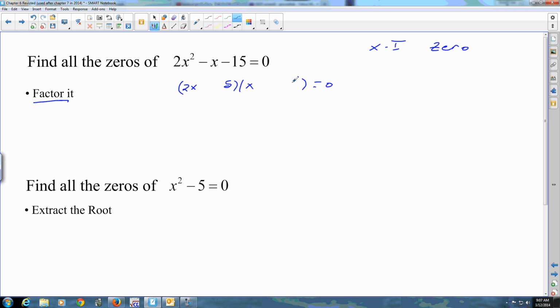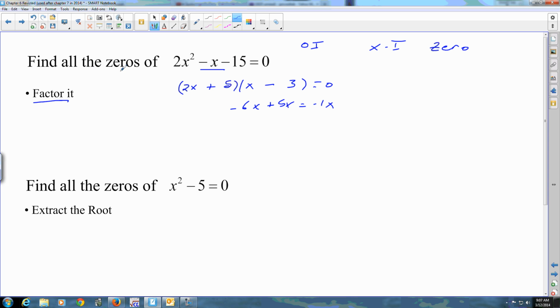So I'm going to try 5 and 3. They're going to be negative 15, so I'm going to try plus 5, minus 3. So this is my first guess. Then you check the O and the I of FOIL. So outside, minus 6x, inside, 5x, and you get minus 1x. So you got the middle. So this is the correct factorization of this polynomial.